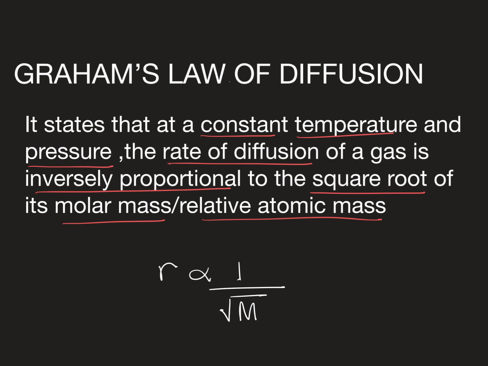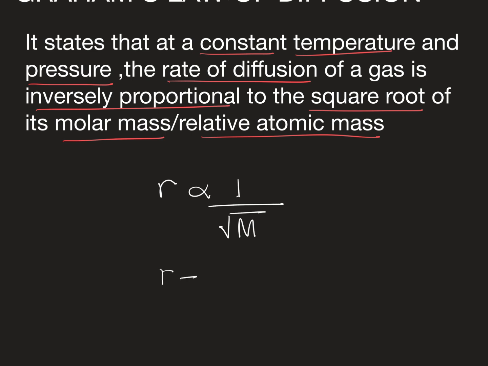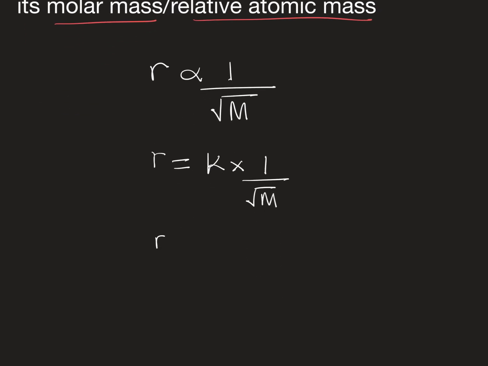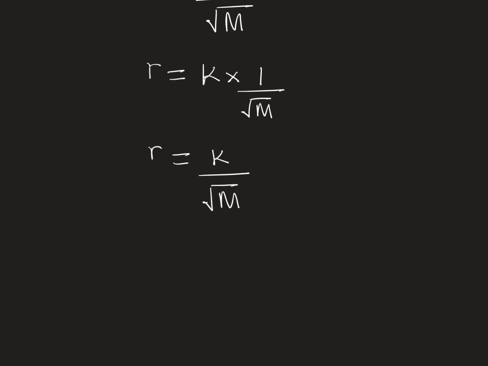So let's just call it M. If I have to remove the proportionality sign and replace it with a constant, I will have R is equal to K multiplied by 1 over root M. So that will be R is equal to K all over root M, where R is the rate of diffusion of the gas, M is the molar mass or the relative atomic mass, and K is the constant. So therefore we can say K is equal to R root M.